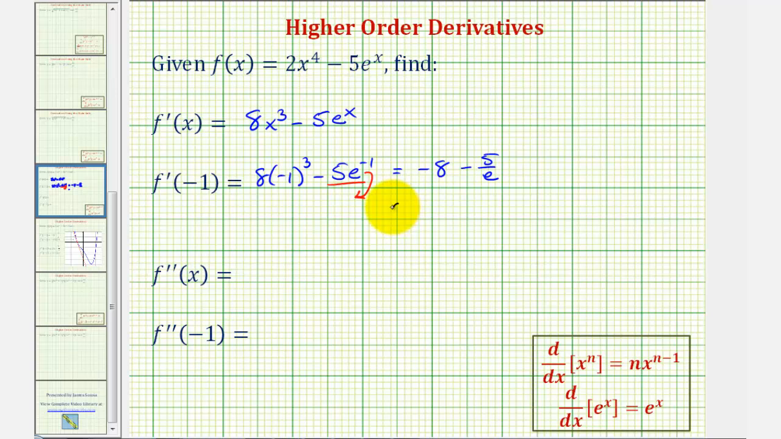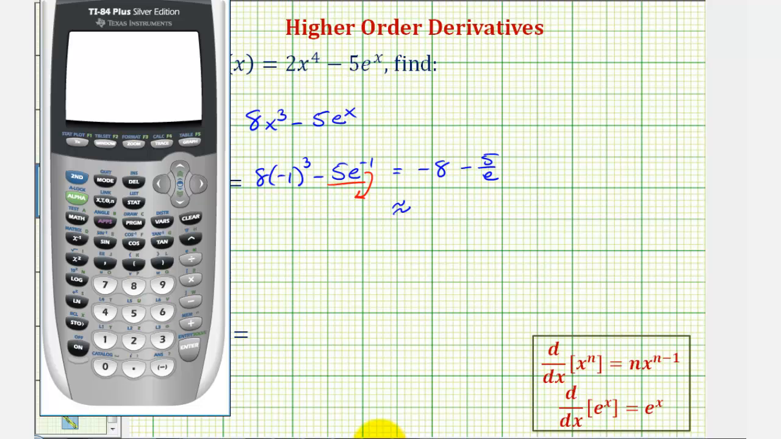Let's also get our decimal approximation for this value. We'd have negative 8 minus 5 divided by, on this calculator, if we press second divide, it brings up the e, and then enter. If we round to 3 decimal places, notice how the 3 in the fourth decimal place tells us to round down. This would be approximately negative 9.839.